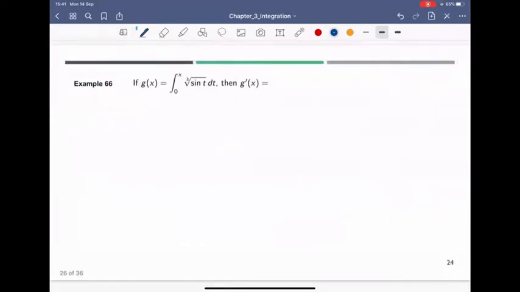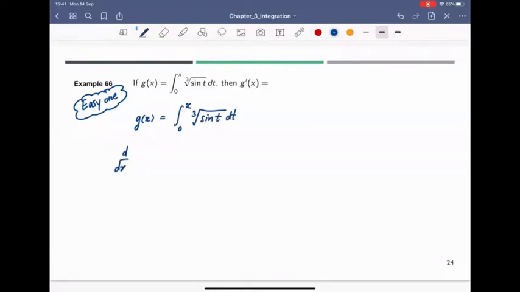Let's look at example 66. This is supposed to be the easy one on the exam. Well, we used to test you on this. So let's look at the problem. We have g(x), the integral from 0 to x of the cube root of sin t dt, and we want you to find the derivative of g.